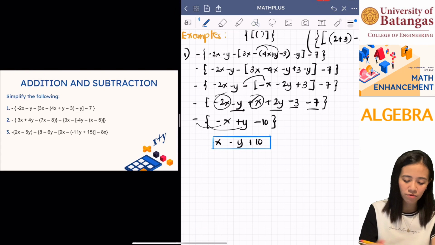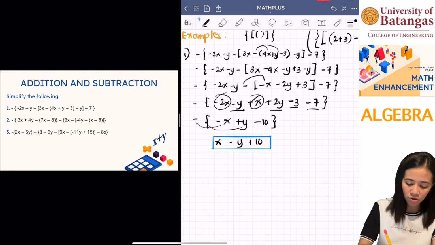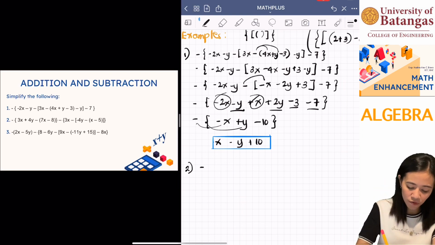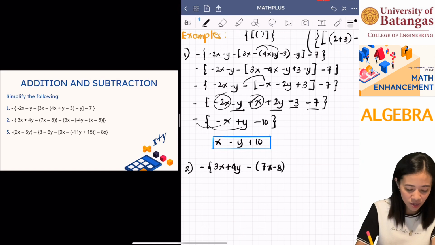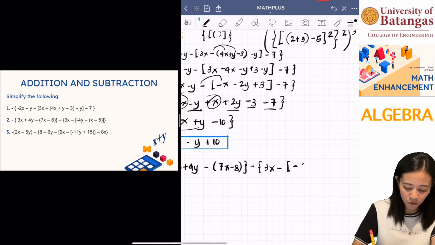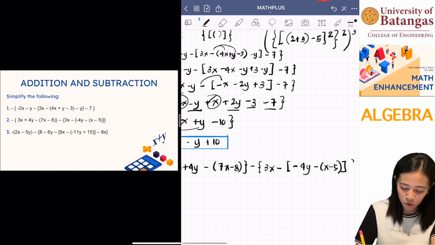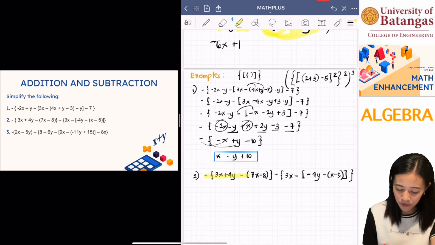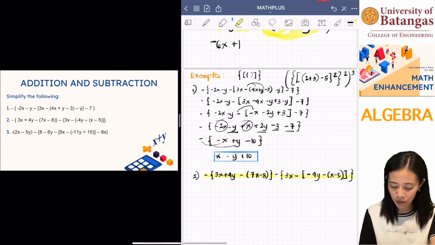Okay, next. So, let's continue on number 2. Okay, so our given is the negative of, you have 3x plus 4y minus the quantity 7x minus 8, close parentheses, close braces, minus open brace 3x minus, you have brackets of negative 4y minus parentheses x minus 5, close parentheses, close bracket, close braces. So, as you can see, may dalawa kang portion dito, di ba? You have this one minus the other group. Minus this one.